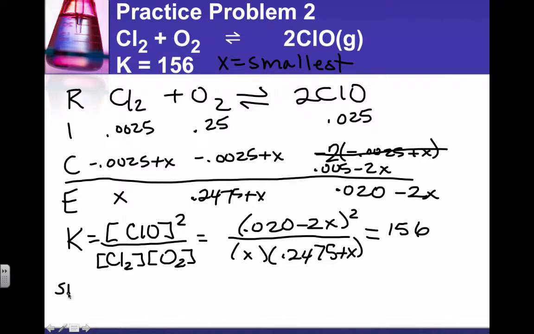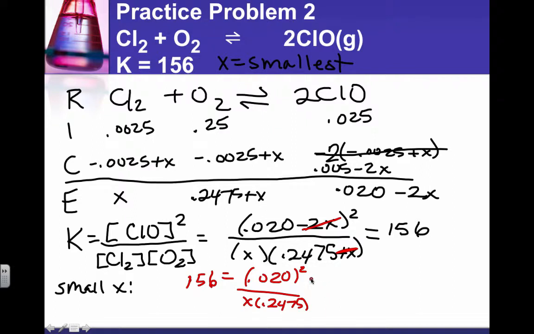Okay, small x assumption works like this. If I'm adding or subtracting a really small number from some other number, then I can essentially say this is so small that it's not going to make a difference. Same here. It works only for adding and subtracting, not for multiplying or dividing by x. Now I have 156 is equal to 0.020 squared divided by x times 0.2475. Solving for x is a lot easier this time.